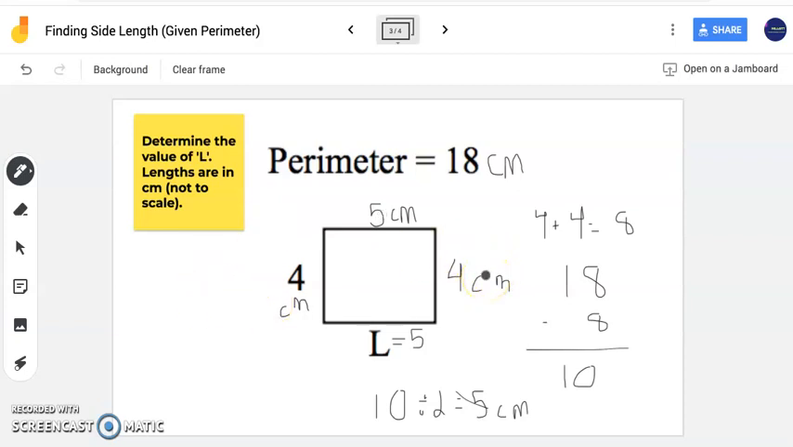Now, you could have also done it this way depending on what's given to you. Here in this problem, 4 centimeters was given to you. 4 plus 4 is 8. We did 18 minus 8, which is 10. And now 10 divided by 2, you're left with 5 centimeters. This helps you determine that missing value. Yes, this is a 3-step process, but it will help you determine that missing value.